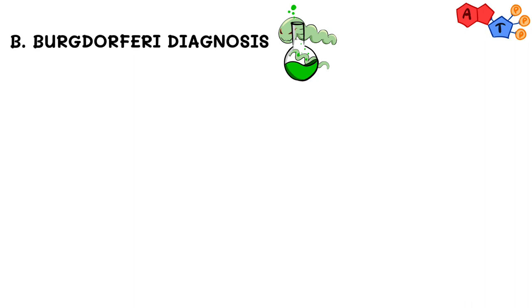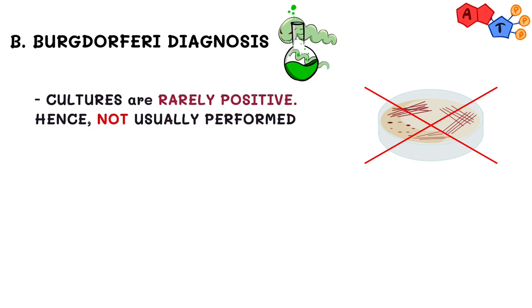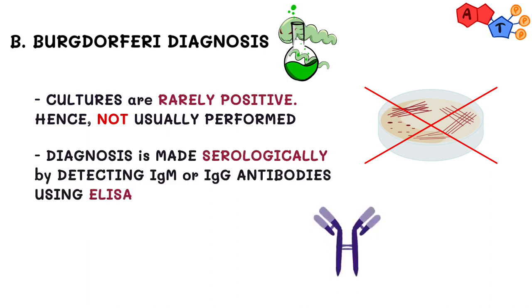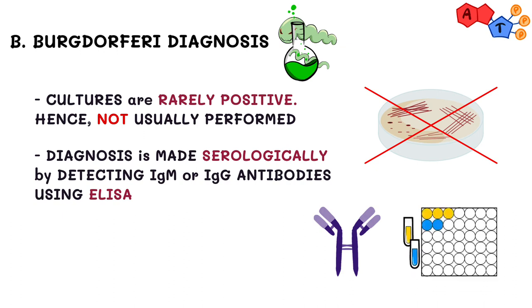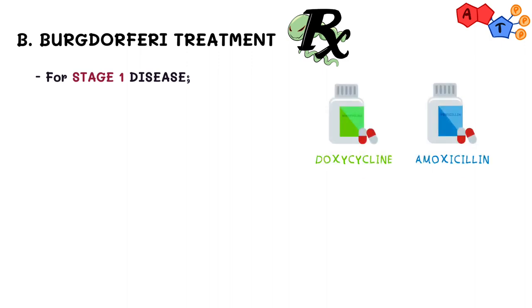We all know right now that Lyme disease is caused by bacteria. However, culturing the organism in order to reach the diagnosis is not the answer. Yes, the organism can be grown in the lab. However, cultures are rarely positive and hence are not usually performed. The diagnosis is typically made serologically by detecting either IgM or IgG antibodies using ELISA. However, because there are problems with the specificity and sensitivity of these tests, a positive test result should be confirmed with Western blotting.